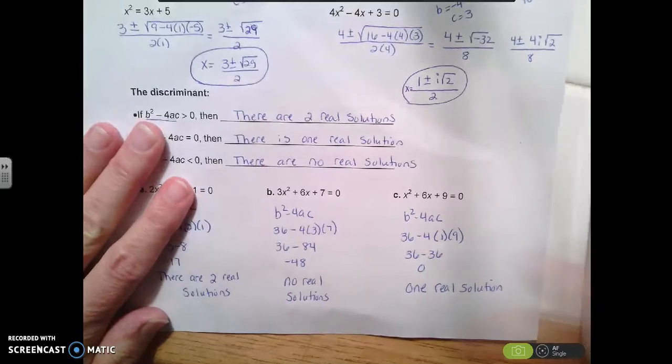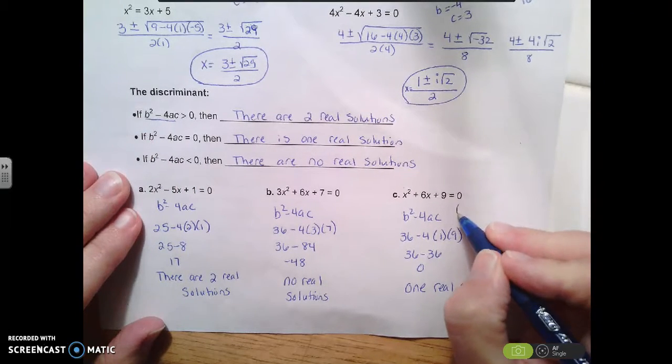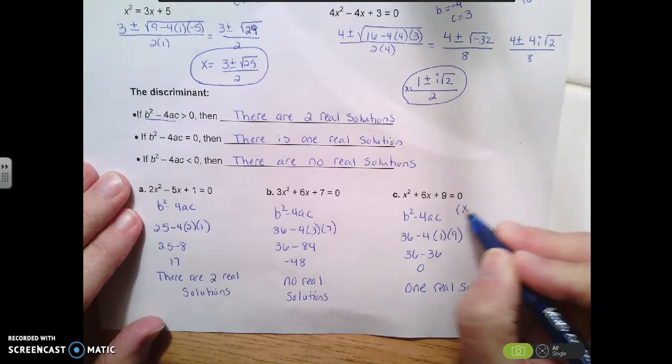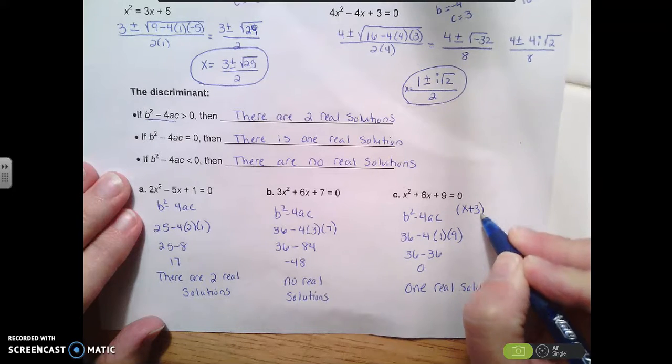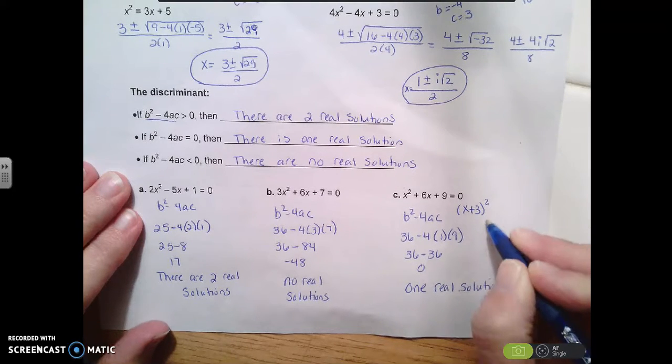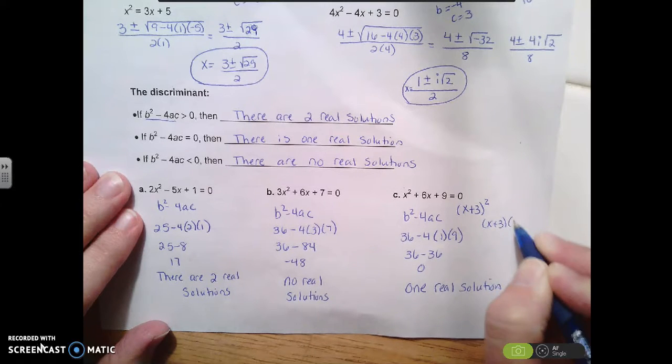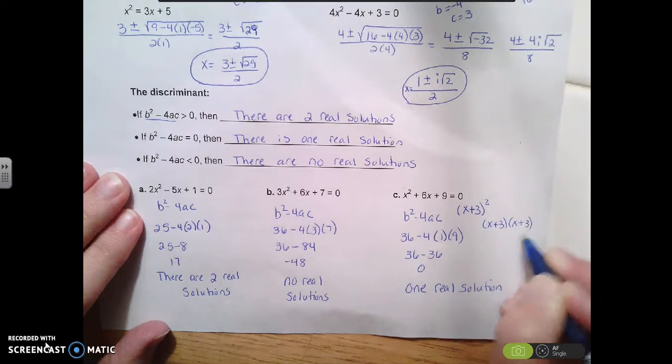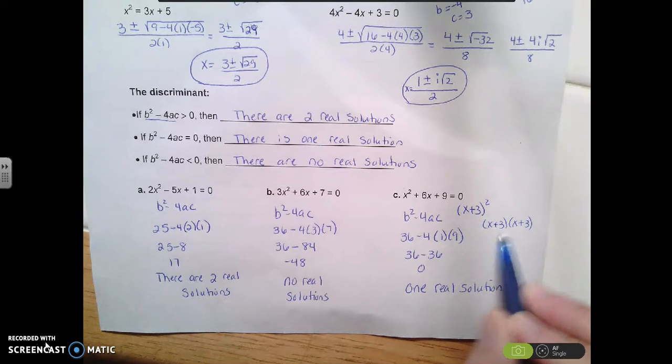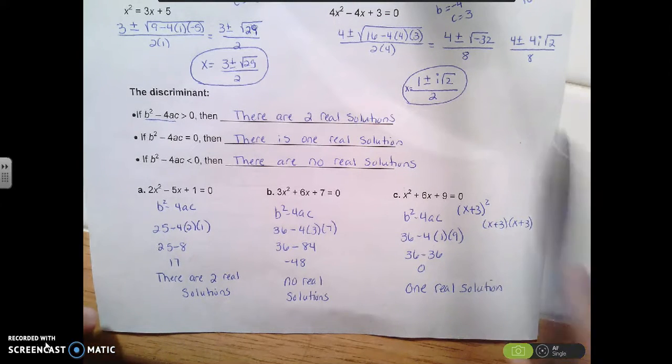So this last problem, if I factored it, would look like this. x plus 3 squared, or you could write it as x plus 3 times x plus 3. That's what it is factored. So the solution is negative 3. So I hope this helps.